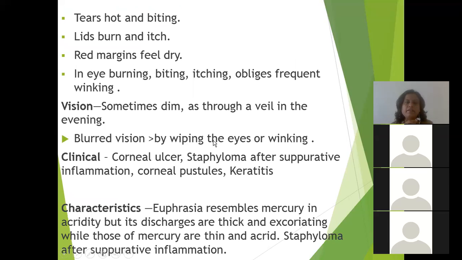Better by weeping the eyes or winking. Clinically useful in corneal ulcer, staphyloma after suppurative inflammation, corneal pustules and keratitis. A characteristic of Euphrasia is that it resembles Mercury in acridity, but its discharges are thick and excoriating, while those of Mercury are thin and acrid. So, staphyloma after suppurative inflammation, in that we can use Euphrasia also.